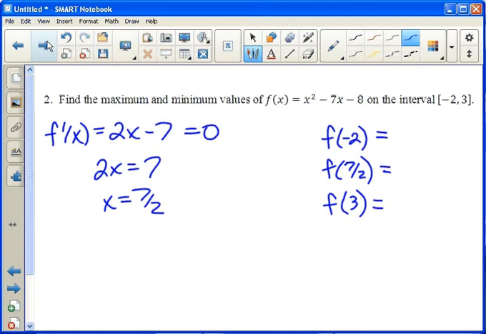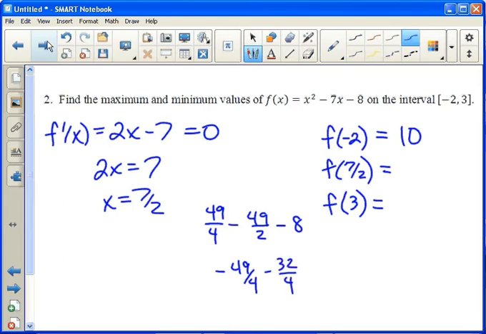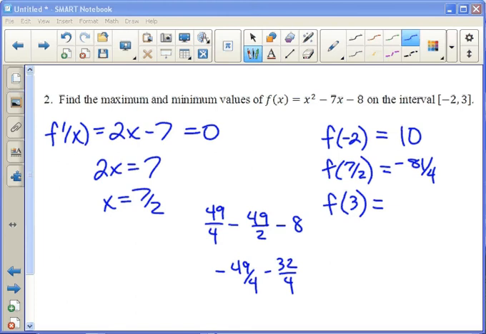If I plug in negative 2, that should give me 4 plus 14 minus 8. I think I'm getting 10. Let's see. Yes. And if we plug in 7 halves, that's going to be 49 fourths minus 49 halves minus 8. So that's negative 49 fourths minus 32 fourths. I'm getting negative 81 over 4. Let me double check that real quick. Yes, that's right. It's also negative 20.25 if you prefer the decimal.